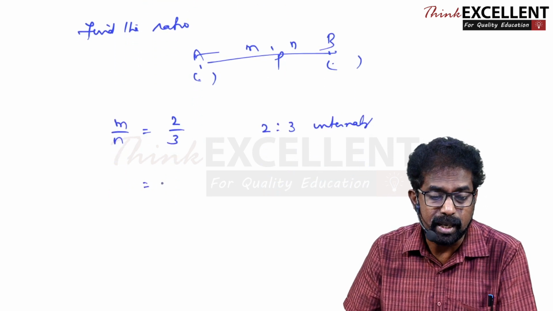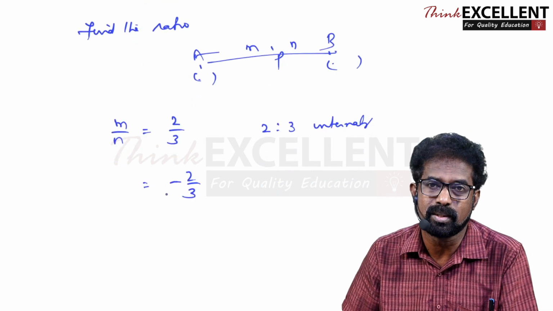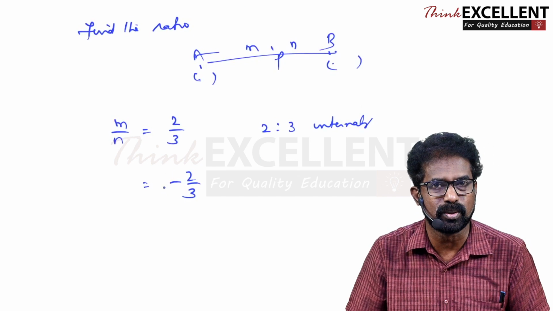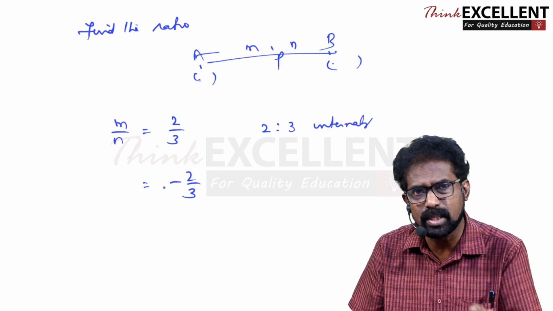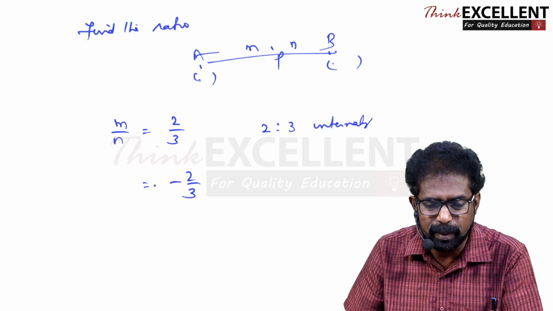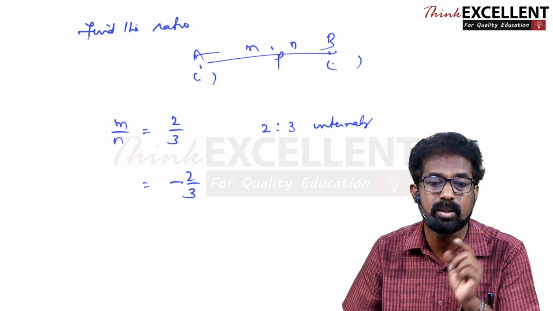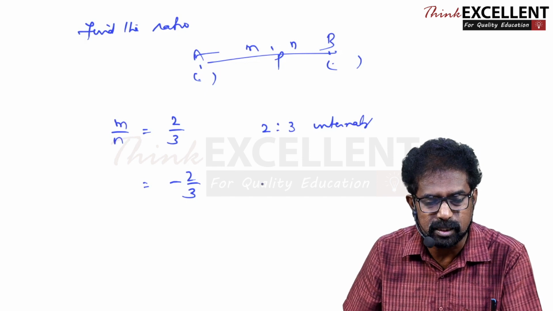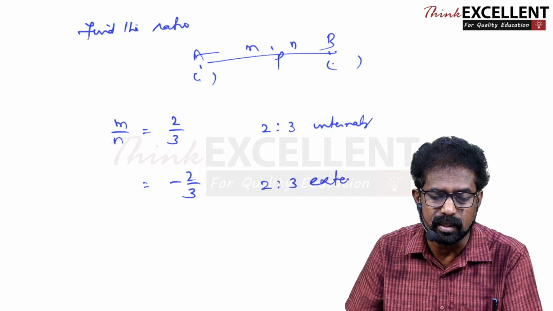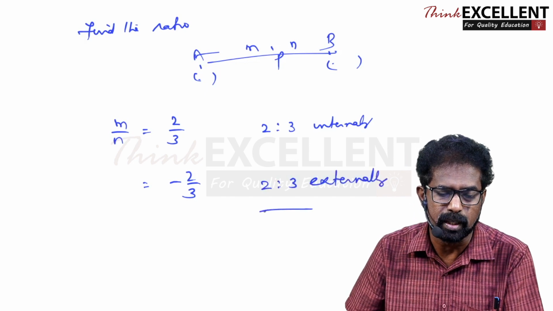Suppose your answer is minus 2 by 3. What will you say? Minus 2:3? No. A ratio should not be stated as negative. You should say only 2:3. Then what is that minus? You say externally. So suppose m by n, your answer is minus 2 by 3. What you have to conclude is that P divides AB in the ratio 2:3 externally. So hope you understood this.